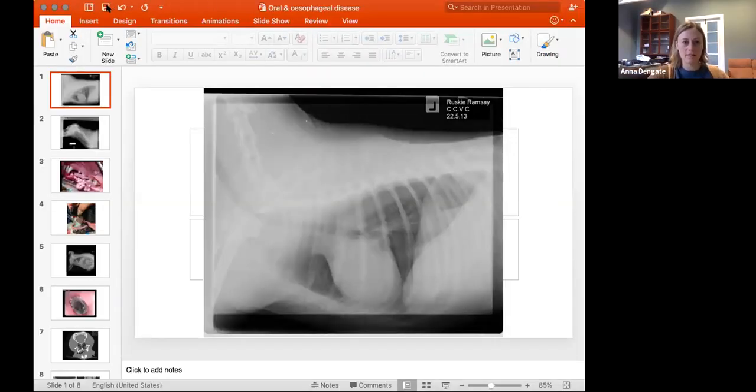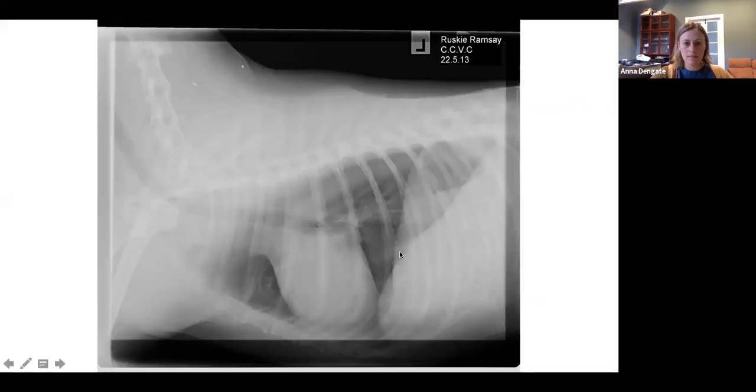What do you do next? CBC, biochemistry, urinalysis, and thoracic radiographs. That's what I'm going to do. Yes, exactly. Good. Okay, I'm going to share my screen. You do your thoracic radiographs. Can you see that okay? Yeah. Excellent. What do you think?